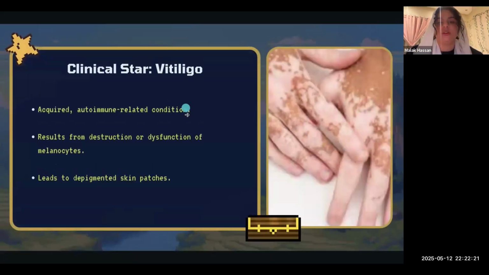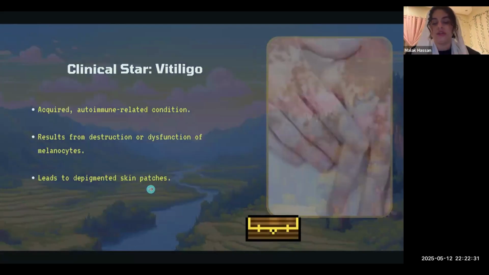Now let's talk about vitiligo. Vitiligo is an acquired autoimmune condition, and it results from the destruction or the dysfunction of melanocytes, and it leads to depigmented skin patches.